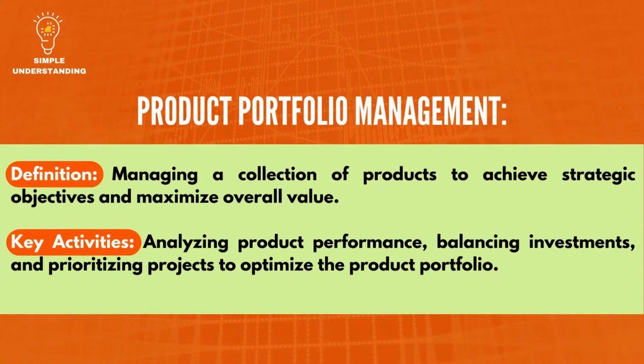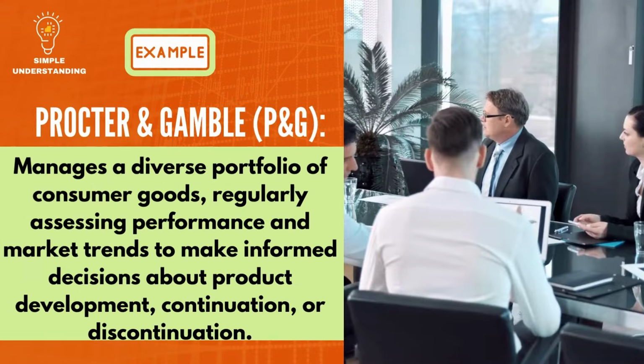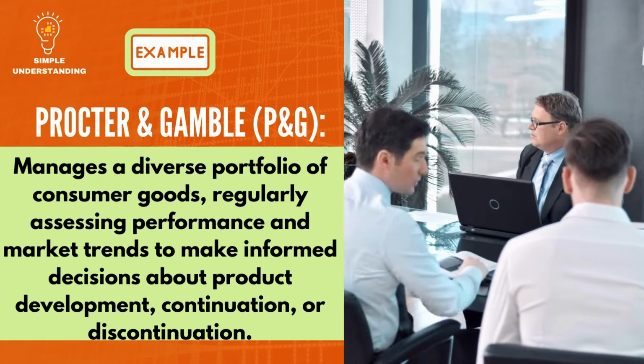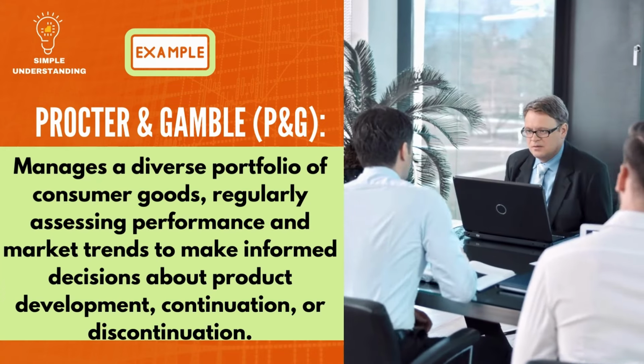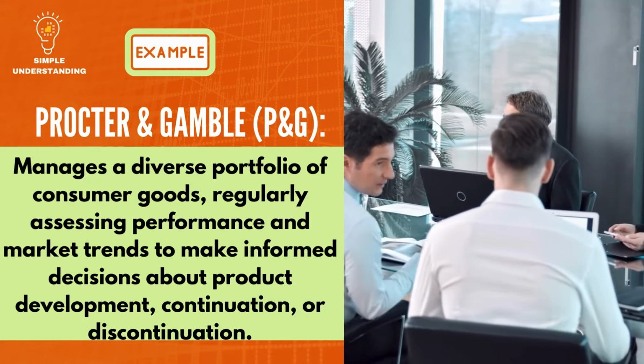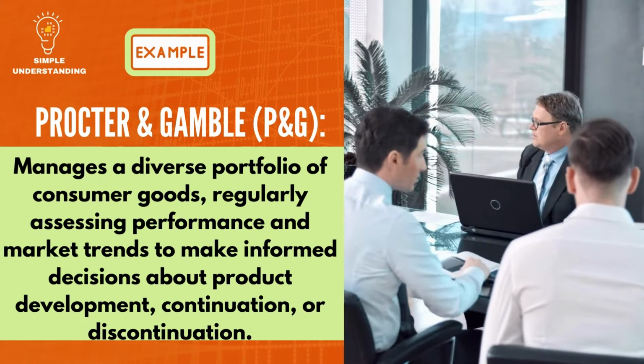9. Product portfolio management. Definition: managing a collection of products to achieve strategic objectives and maximize overall value. Key activities: analyzing product performance, balancing investments, and prioritizing projects to optimize the product portfolio. Example: Procter & Gamble, P&G, manages a diverse portfolio of consumer goods, regularly assessing performance and market trends to make informed decisions about product development, continuation, or discontinuation.